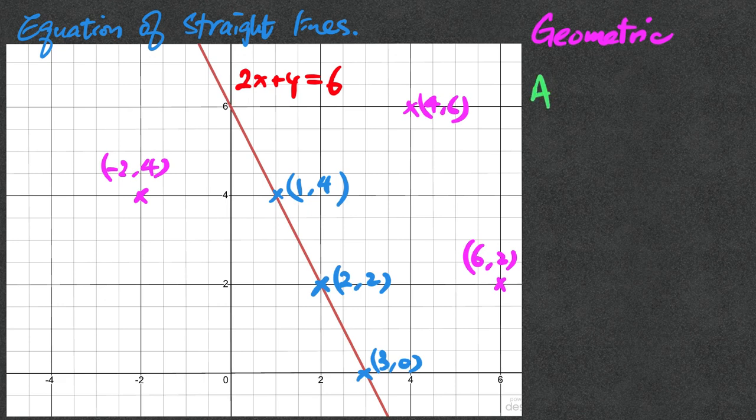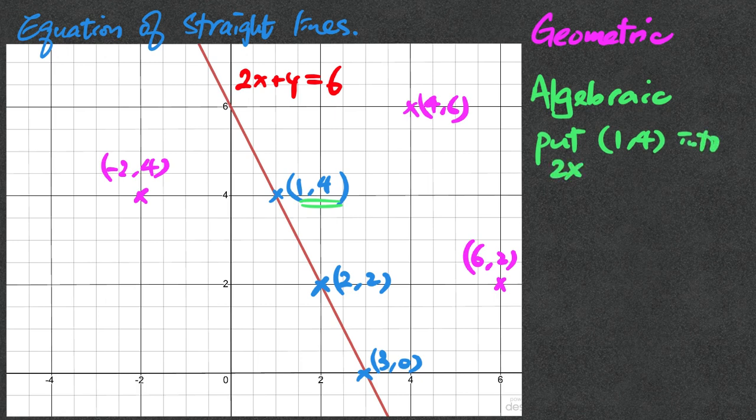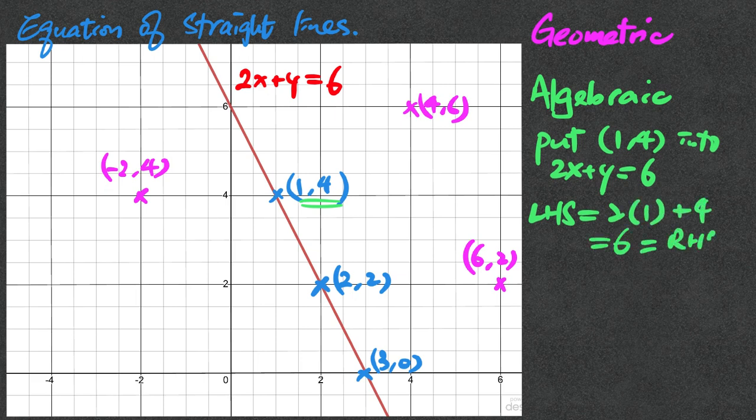Now let's take a look at an algebraic way to see whether a point is on a straight line or not. Let's take the first example, (1, 4). When you put (1, 4) into the equation of the straight line, 2x plus y equals 6, you will observe that the left-hand side and right-hand side balance, or they are equal. What does that mean? That means when you do substitution, on the left is 2 times 1 plus 4, which is 6, and you will see that it matches with the right.